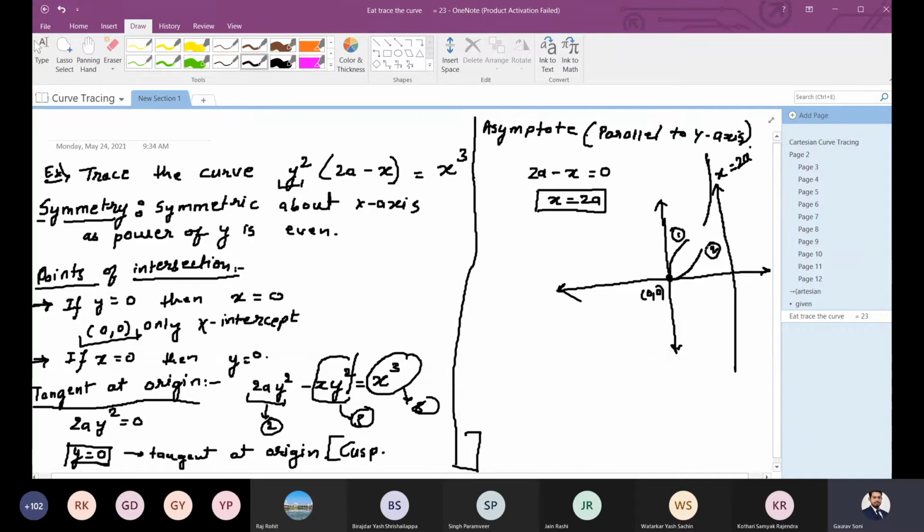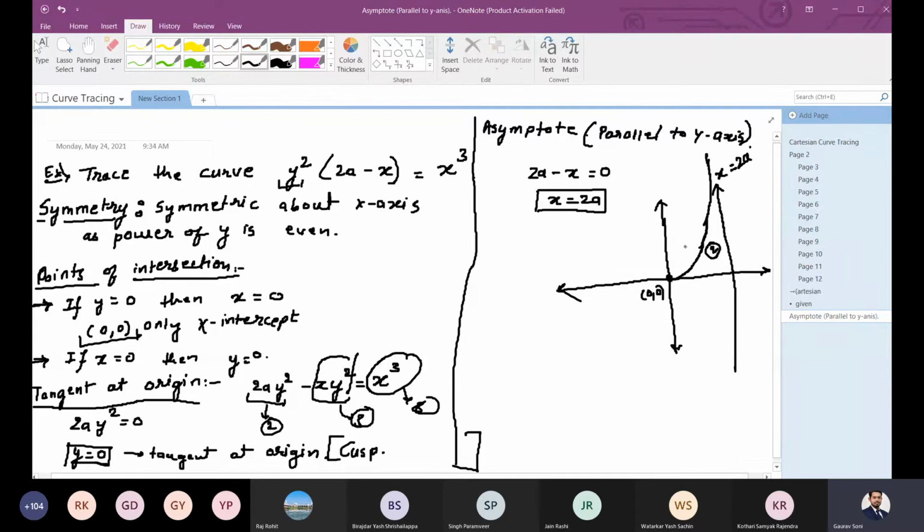Which is the correct one? 1 is correct or second is correct? The second. Why? Because the tangent is x-axis, and for the first one, the tangent will be y-axis. Yes, exactly. So this is how you make a conclusion from the tangent. Okay. So that's why tangents are very important whenever we have the points of intersection, even asymptote.